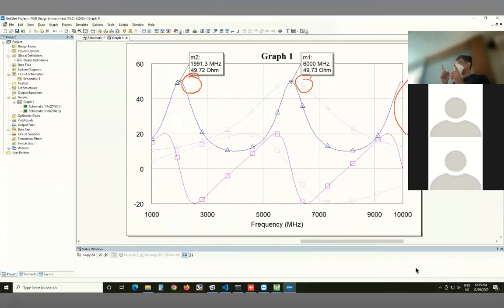So this was lambda by 4 we started with, but at 6 gigahertz. Now I'm looking at a response which is 3 lambda by 4, 3 times longer at 6 gigahertz. But at 2 gigahertz, which is 3 times lower in frequency, hence all the wavelengths are 3 times longer. This is lambda by 4. It's lambda by 4 at 2 gigahertz. That's why it's matching at 2 gigahertz.